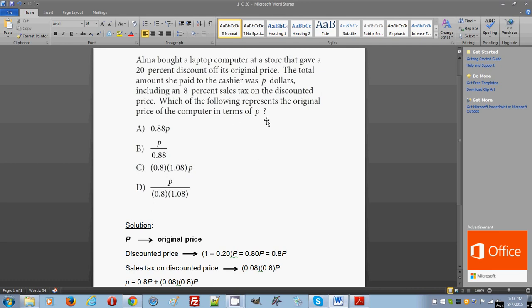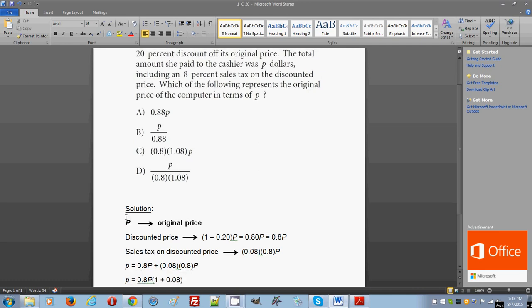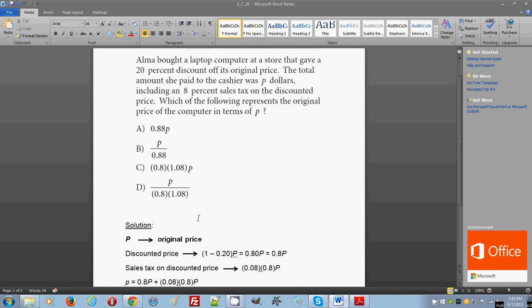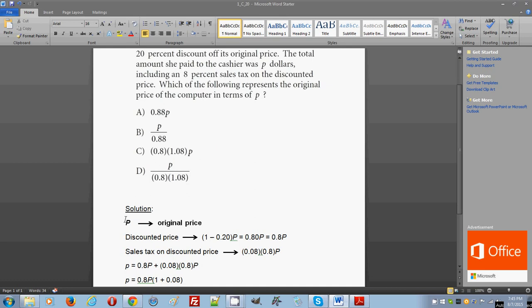And P is the total amount that Alma paid, which includes the 20% discount off of the original price and the 8% sales tax collected on the discounted price. Okay, so I label in my solution as follows. Let big P, the capital P, be the original price. We have a small p as the amount Alma paid, and let the capital P be the original price. Now, the discounted price is what Alma pays. She doesn't pay the whole original price, she pays the discounted price, so we have to subtract the 20%.